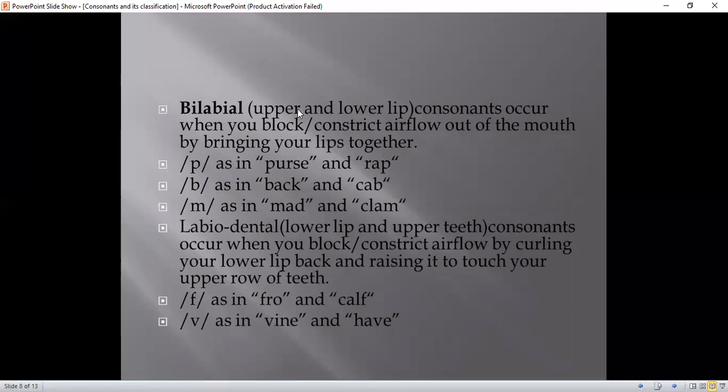So bilabial, in which we use upper and lower lip as an articulator. Consonants occur when you block or constrict airflow out of the mouth by bringing your lips together, like p as in purse and rap, b as in back and cab, m as in mad and clam. The labiodental consonants occur when you block or constrict airflow by curling your lower lip back and raising it to touch your upper row of teeth, like f as in fro and calf, v as in wine and have.